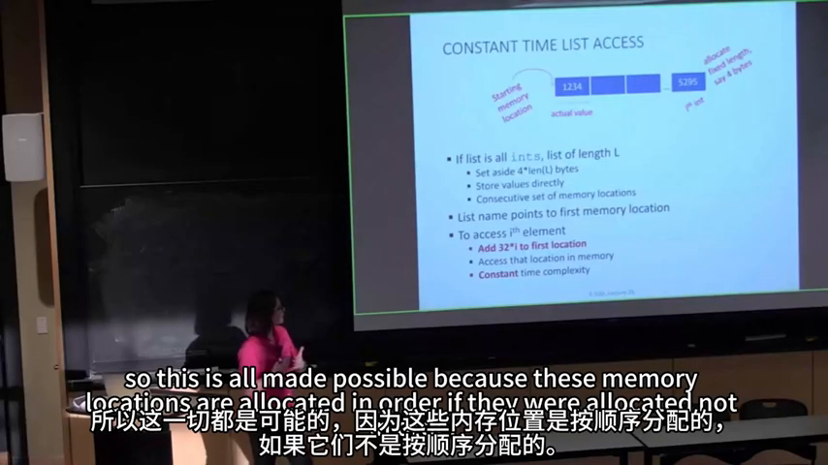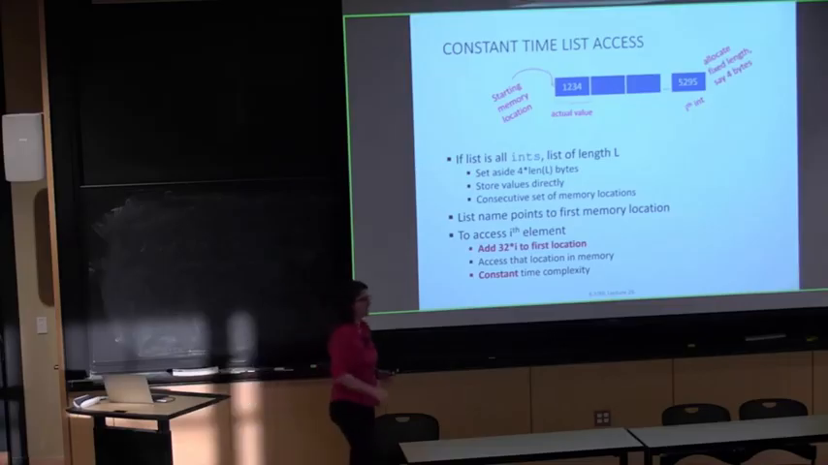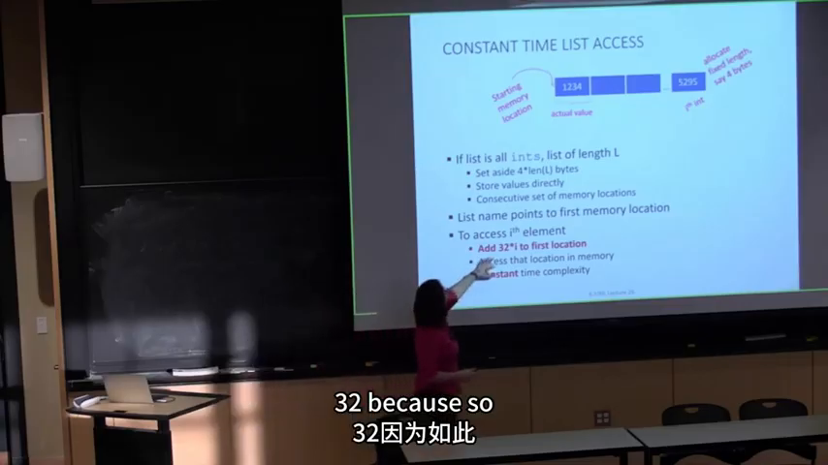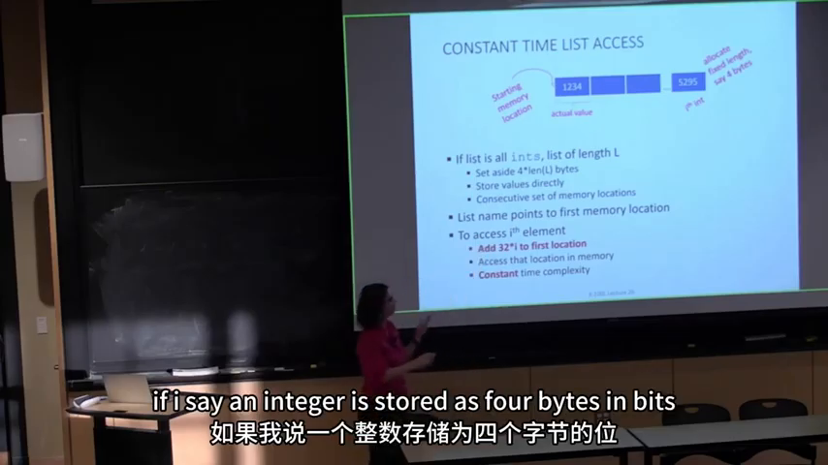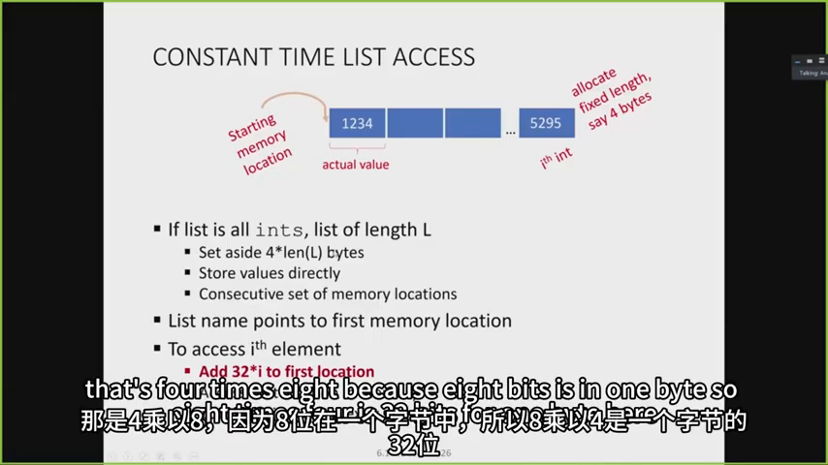So this is all made possible because these memory locations are allocated in order. If they were not allocated in order, then maybe this would not be as easy. Yeah? Why is it 32? 32 because, if I say an integer is stored as 4 bytes, in bits, that's 4 times 8, because 8 bits is in 1 byte. So 8 times 4 is 32 bits for 4 bytes. Yeah.